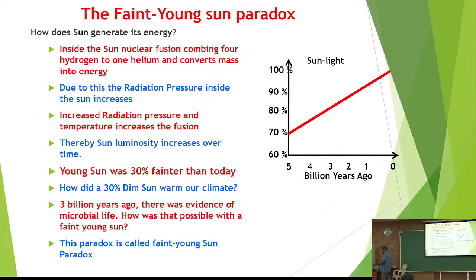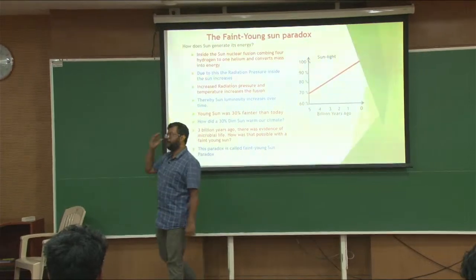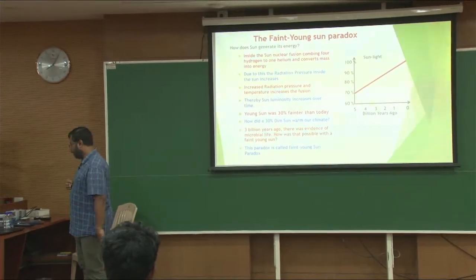How does the sun generate its energy? Inside the sun's core there is fusion combining 4 hydrogen into helium, and the remaining mass is emitted as energy, which is light and radiation. Due to this, radiation pressure inside the sun increases, and pressure is proportional to temperature, giving more fusion. So this is like a positive cycle, and the sun has been getting brighter and brighter over 5 billion years to today. That means the sun was, by calculation, 30% less luminous compared to today. That means the sun was getting hotter and hotter.